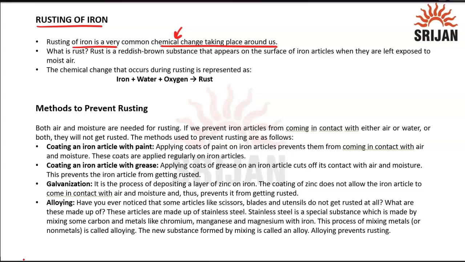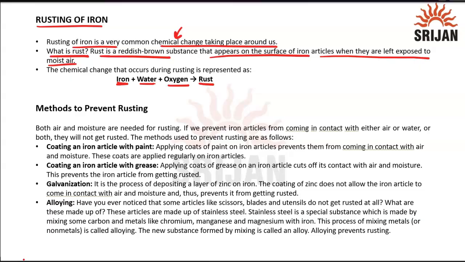In order to understand that, first of all, we need to know what rust is. Rust is a reddish brown substance that appears on the surface of iron articles when they are left exposed to moist air. Whenever there is a reddish brown appearance on the iron, you can say that it is rust. And how does that happen? Whenever you leave iron in the presence of water and oxygen, basically moist air, or in the open environment, it will lead to the formation of rust.